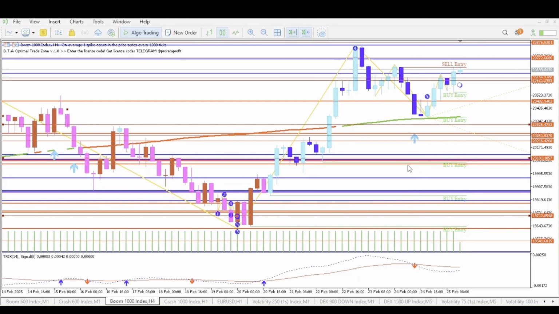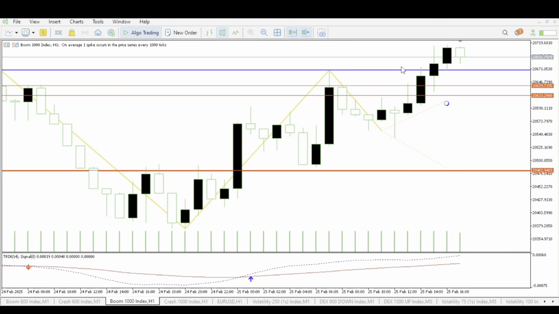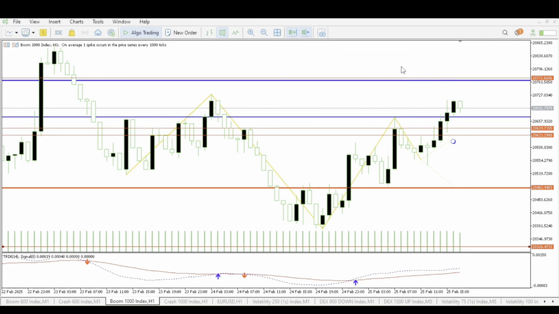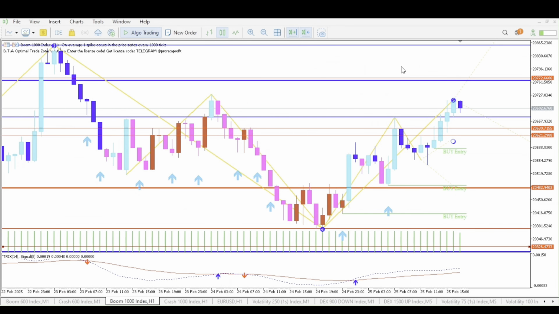to check M15 again. So let's see H1. What is H1 saying? Let's check, guys. That is how you trade using this simple system. So right now I'm checking to see what H1 is saying. As you can see, H1 is saying buy entry, right? And here we have a buy signal again.